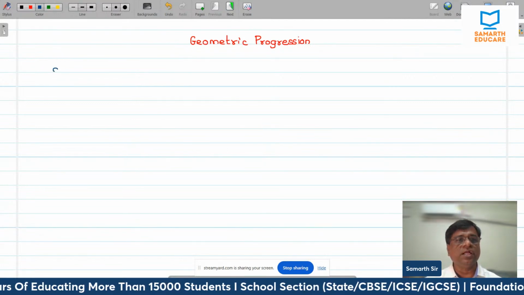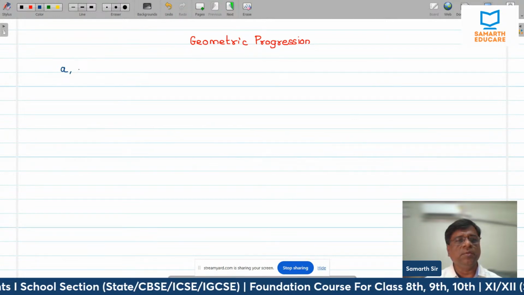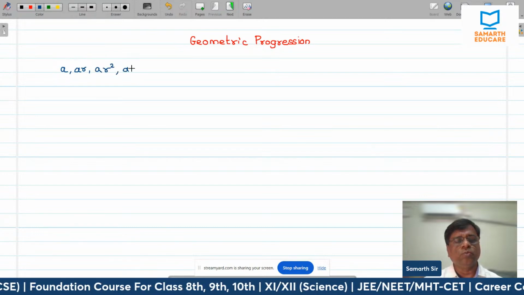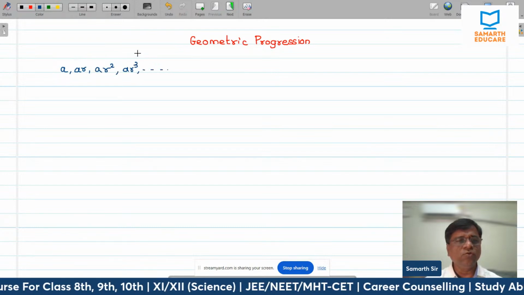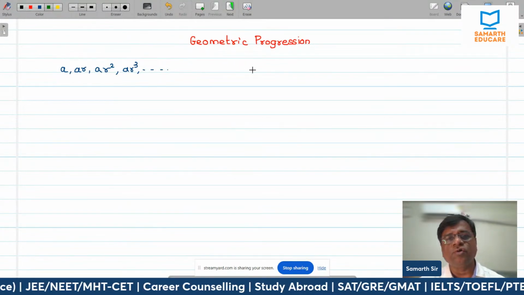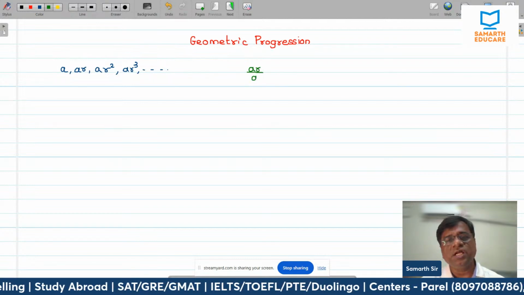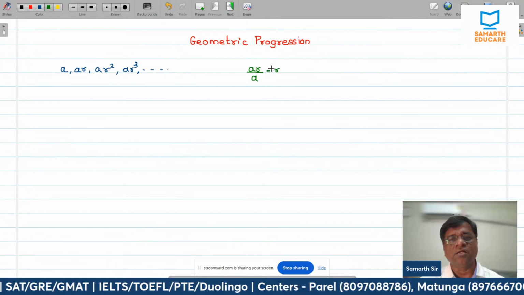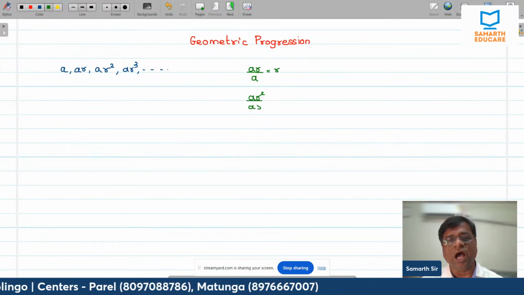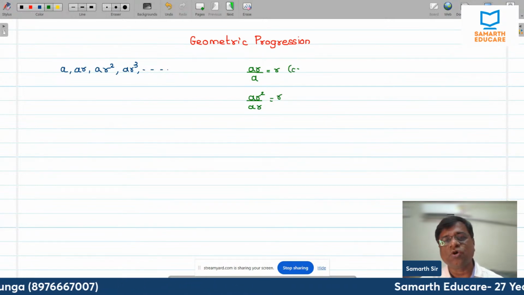So for example, if I write the terms as a, ar, ar square, ar cube, and so on, then you observe that the ratio, the division of a term, that is ar, by its preceding term, that is the previous term a, is r. Again, if you see the next one, ar square, its preceding term is ar. a gets cancelled, r square upon r is r. So this is called the common ratio.